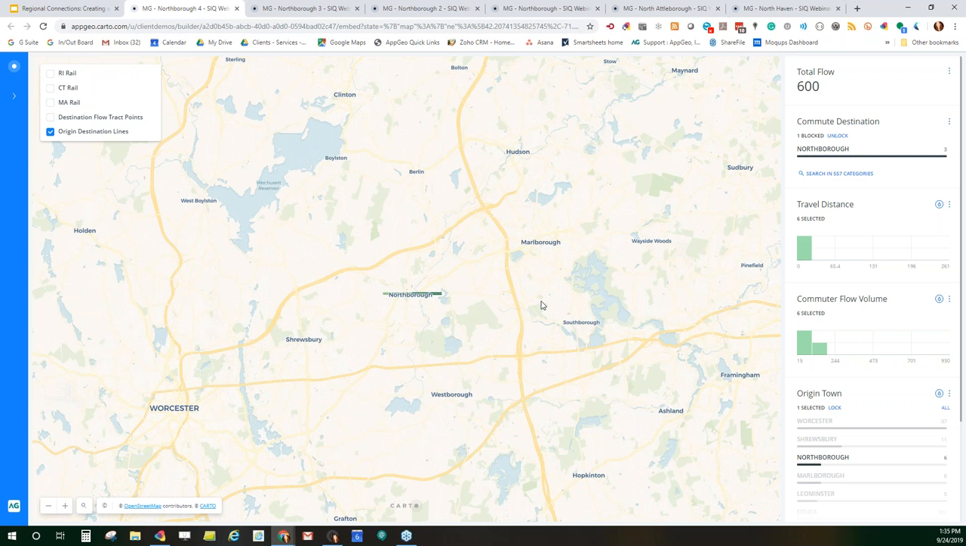All right, so we've looked at the regional connections from a commuter lens, which also involved looking at rail and vehicle travel perspectives. We can also look at it from the perspective of parcel use and housing density, which is what Priya is going to talk about next. I'm going to switch it to you, Priya.